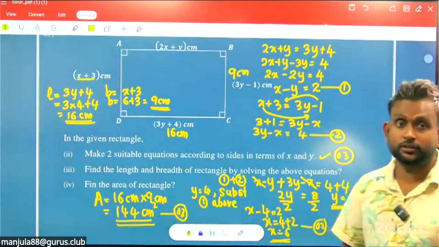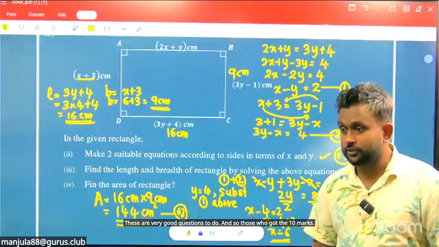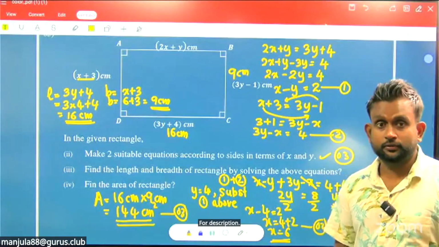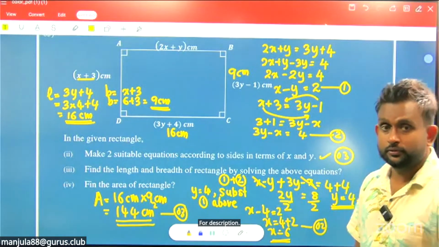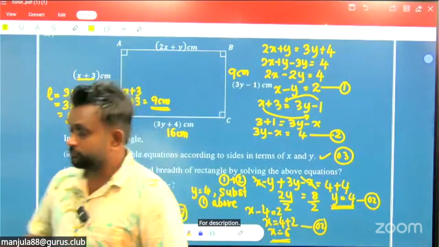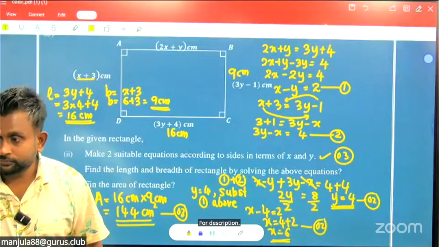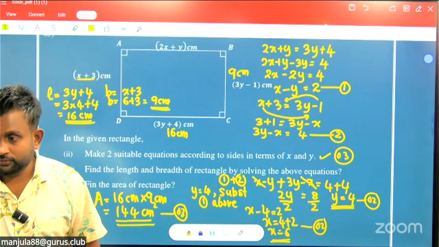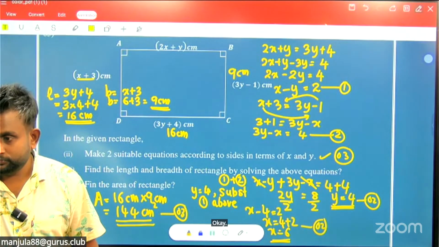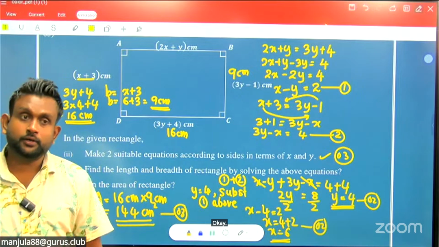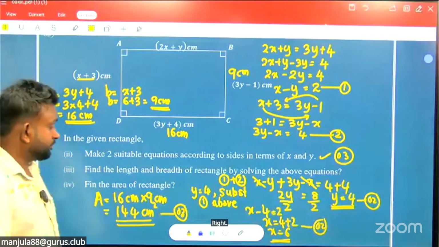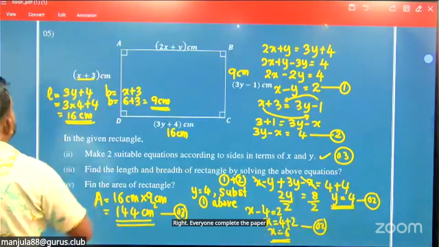Hands up those who got the 10 marks for this question. No one? Okay. Right. Everyone complete the paper and participate.